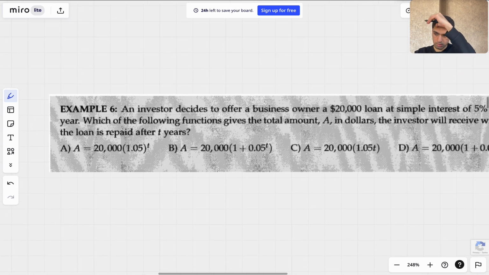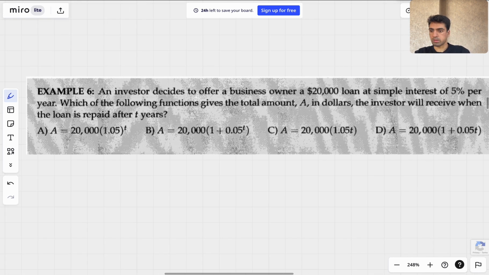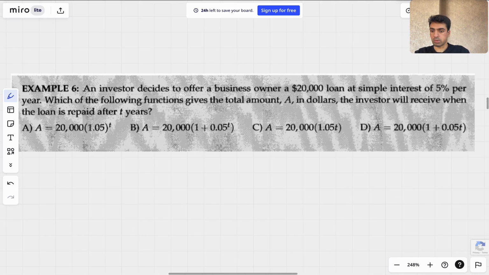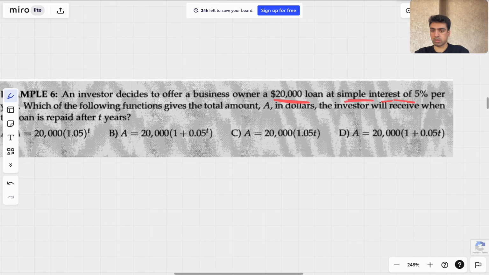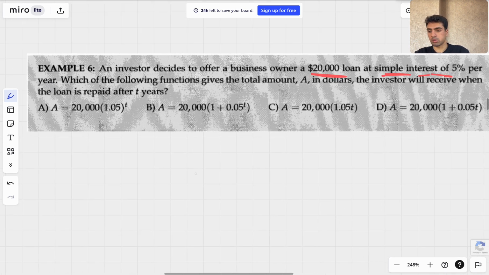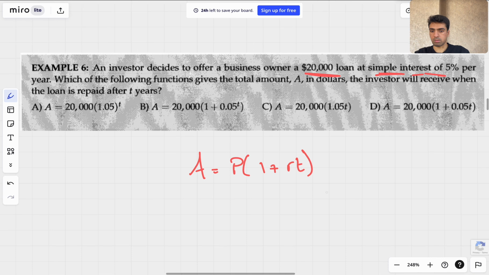Okay, next. So an investor decides to offer a business owner a $20,000 loan at a simple interest of 5%. Because it says simple interest, we'll use the formula for simple interest, which is P times (1 plus RT), right? So that's the formula.